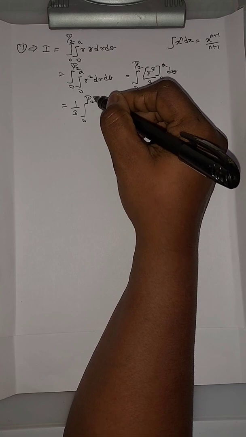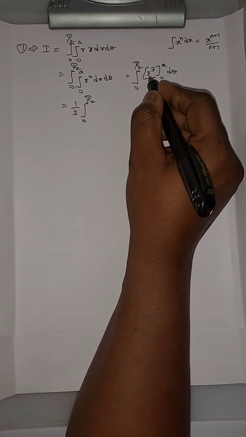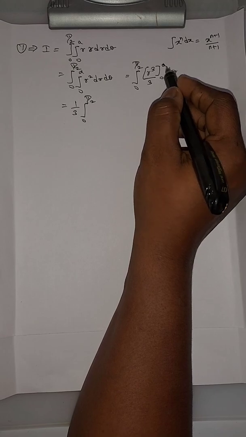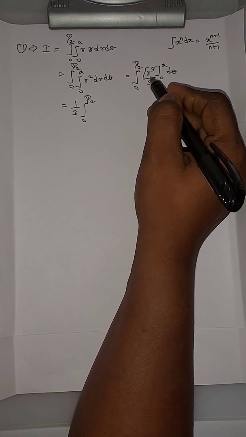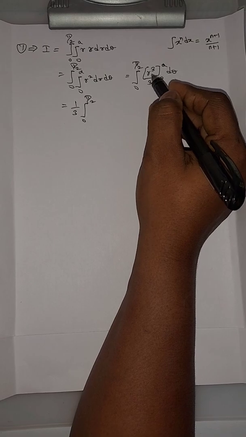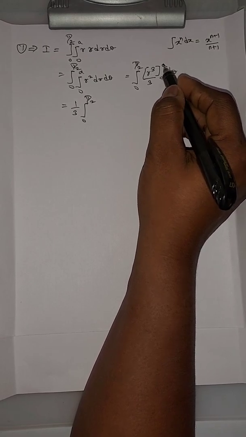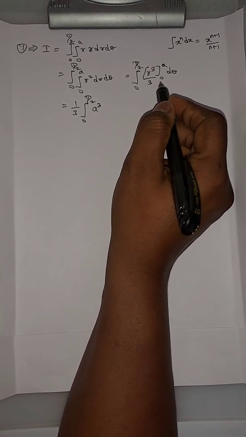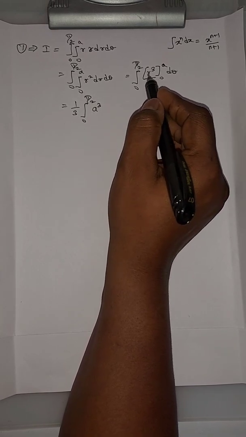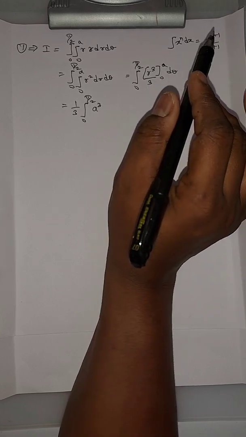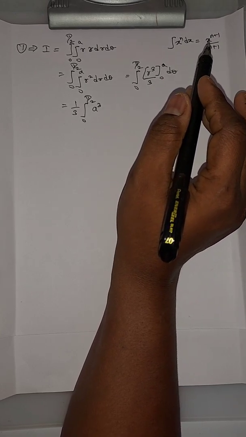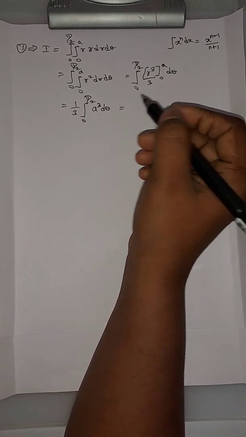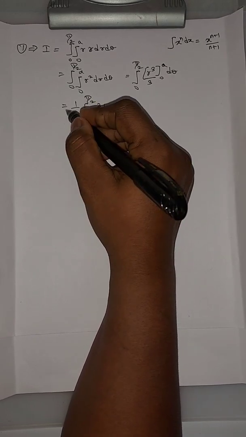So 1 by 3 integral 0 to pi by 2 of r cube, upper limit minus lower limit. We should substitute the limits for r. We substitute r equal to a, so the upper limit gives a cube. The lower limit is 0. Even if we substitute 0, the term becomes 0, so omitting that. A cube, d theta left out, and again taking this constant a cube outside.